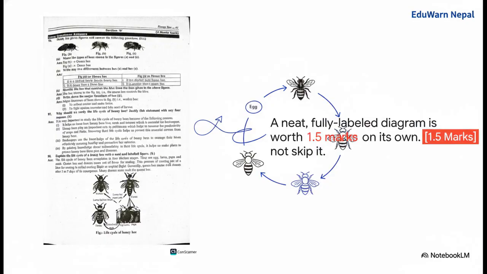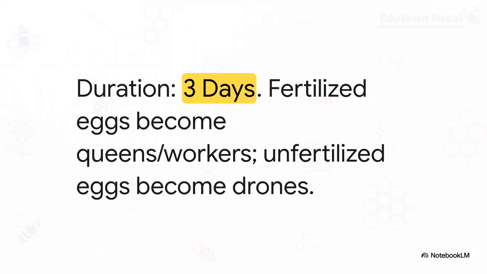Let's focus on the diagram first. It is not optional, it is mandatory. A neat, clear, pencil-drawn, and fully labeled diagram is worth 1.5 marks all on its own. It needs to show all 4 stages: egg, larva, pupa, and adult, with clear arrows showing the cycle. Now, for the explanation part, which is where you'll earn the remaining 2.5 marks, we break it down stage by stage.